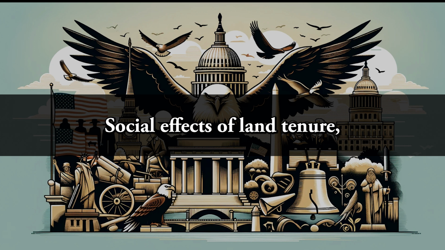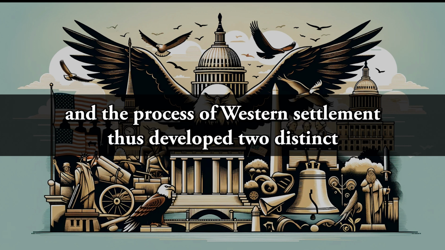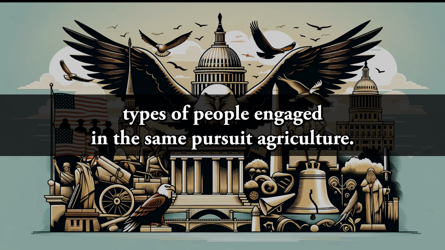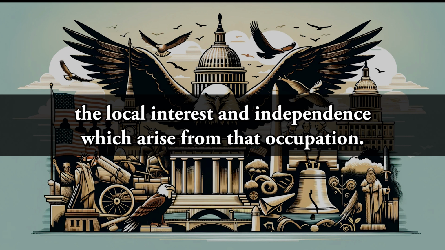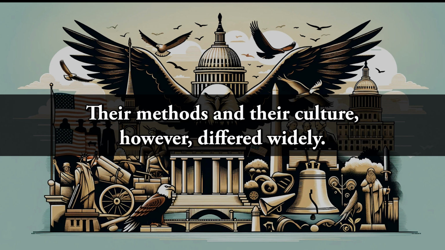Social effects of land tenure. Land tenure and the process of Western settlement thus developed two distinct types of people engaged in the same pursuit, agriculture. They had a common tie in that they both cultivated the soil and possessed the local interest and independence which arise from that occupation. Their methods and their culture, however, differed widely.